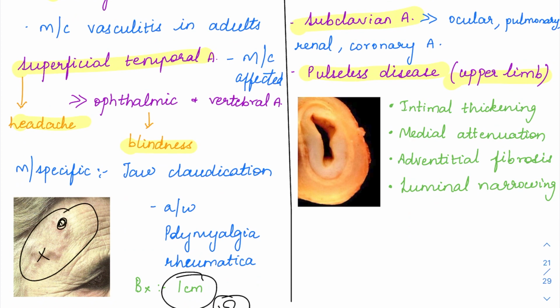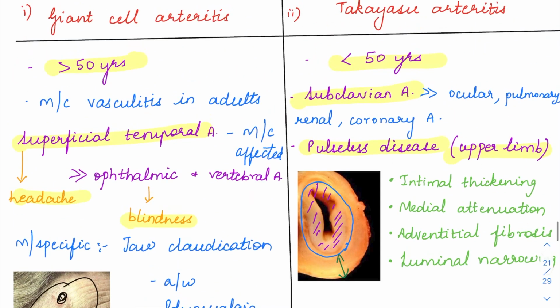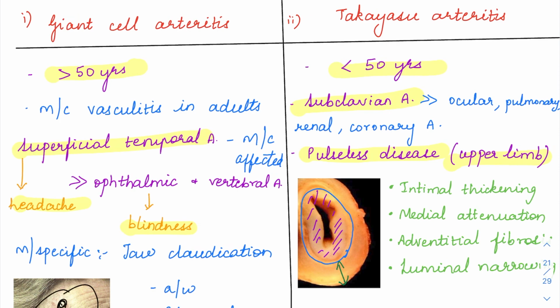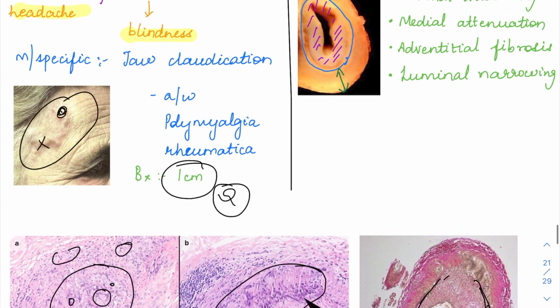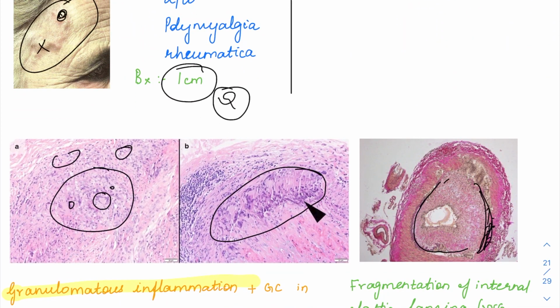If you see the gross findings, there is going to be intimal thickening. This layer is the intima, which is quite thickened, and it is narrowing the vascular lumen. Other than that, there will be medial attenuation. This white layer is the media, and it is all attenuated. Then the next layer is the adventitia, which is all thickened and fibrosed. This kind of vascular thickening with narrowing of the lumen will be seen in Takayasu arteritis, especially in the subclavian artery. Here it will be the pulseless disease with which they present, and the microscopic images will be the same as in giant cell arteritis.